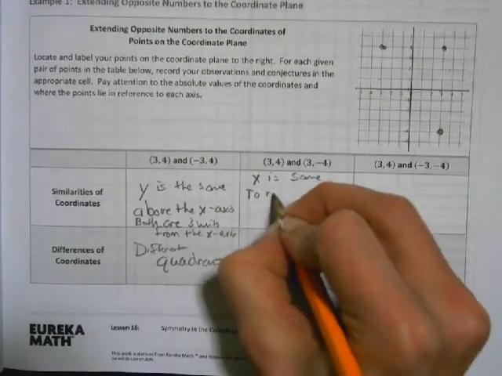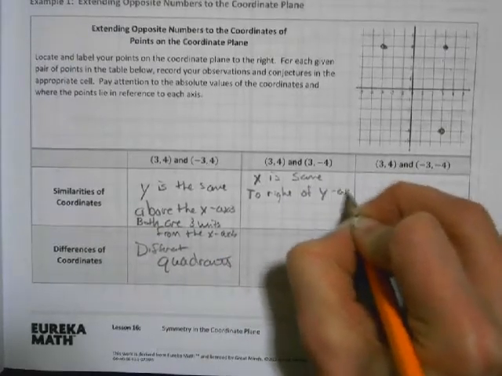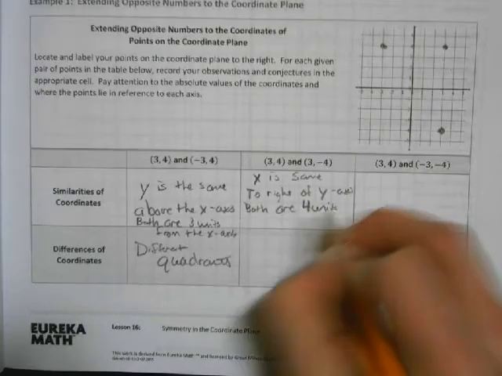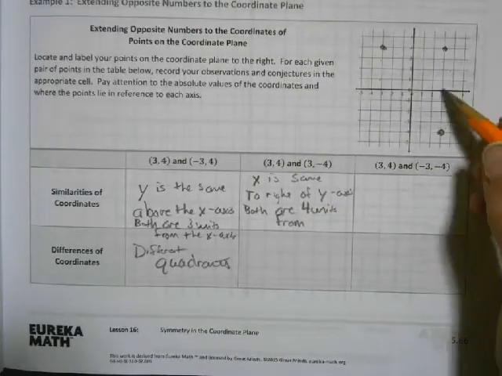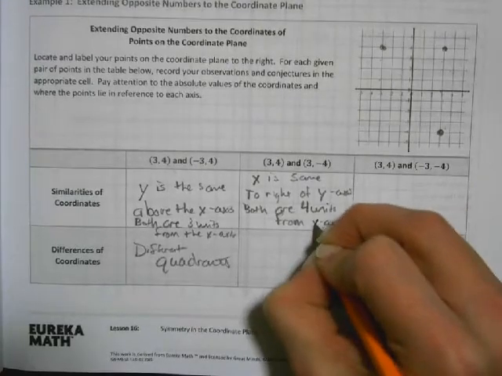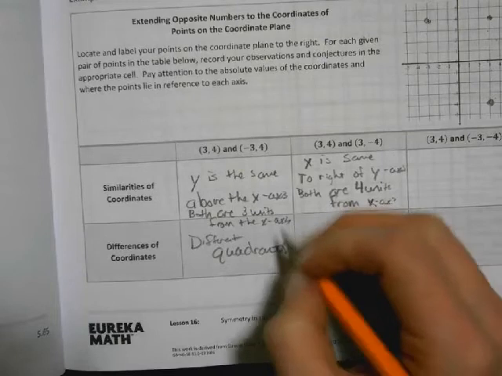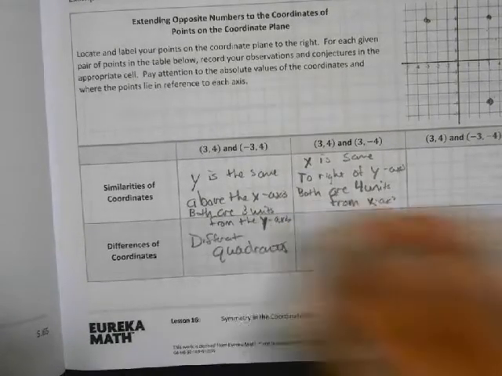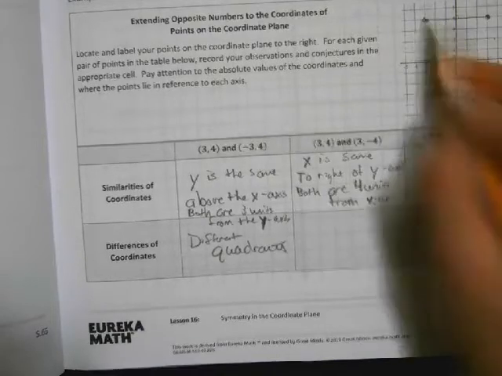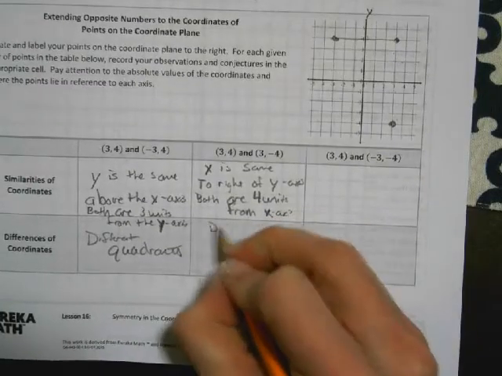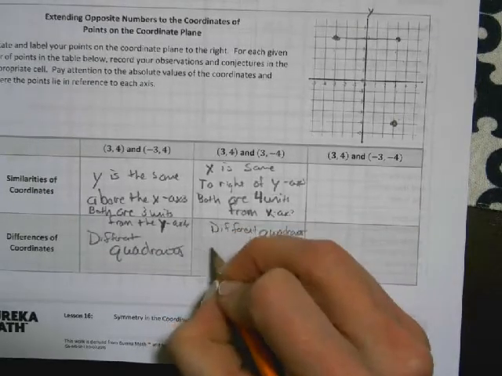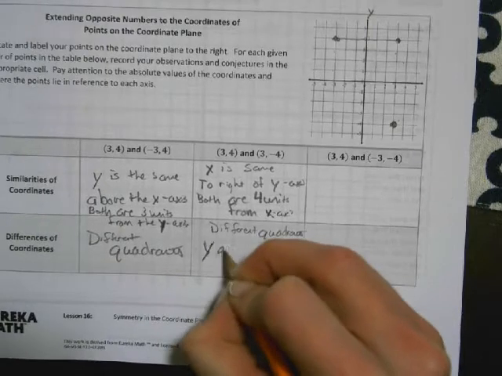They are to the right of the y-axis, and both are 4 units from the x-axis. Which leads me to see a mistake here. This should be the y-axis, because this one's the y, and that is 1, 2, 3 away, and 3 away. And again, different quadrants. One's positive, one's negative, so my y's are opposites.